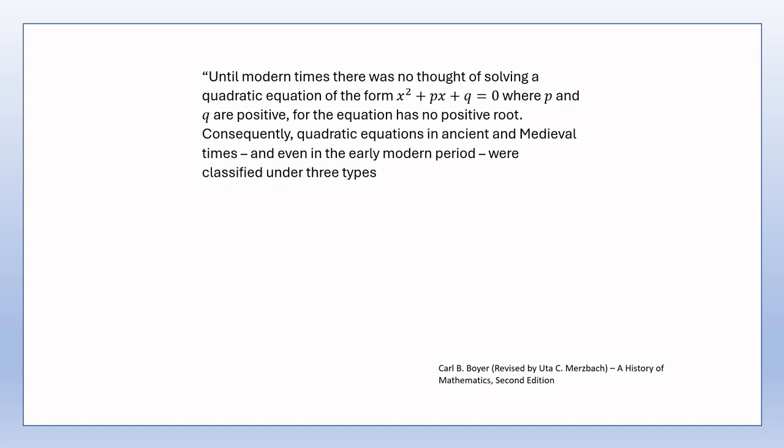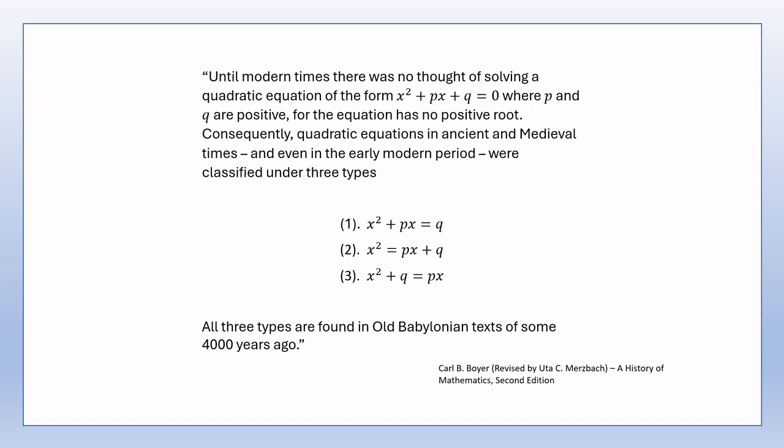Consequently, quadratic equations in ancient and medieval times and even in the early modern period were classified under three types. 1. x squared plus px equals q. 2. x squared equals px plus q. 3. x squared plus q equals px. All three types are found in Old Babylonian texts of some 4,000 years ago. The division of quadratic equations into different types that Boyer gives matches up with the division that Heath gives for Diophantus.